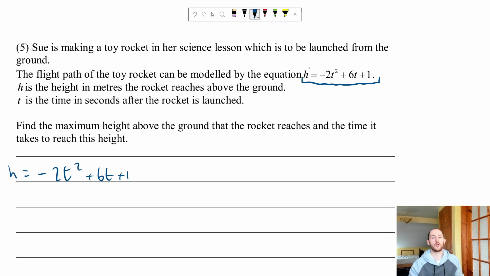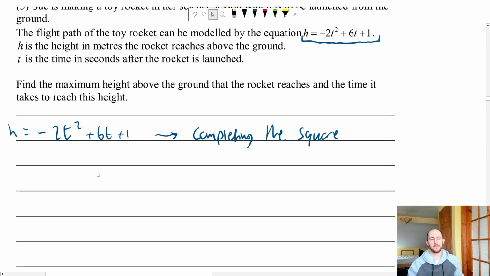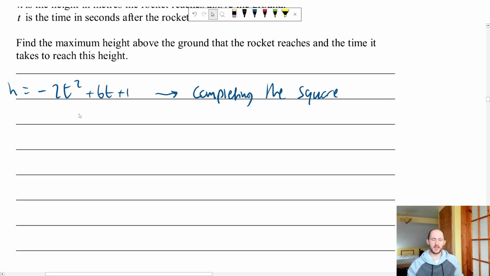It is a quadratic. And how do you work out the maximum or minimum of a quadratic? Well, the only way you should know is completing the square, because that gives you the turning point, which can be a maximum or minimum. So all they're asking you to do is completing the square. That's it. The marks are pretty generous. Now, it's not the easiest thing in the world to do.